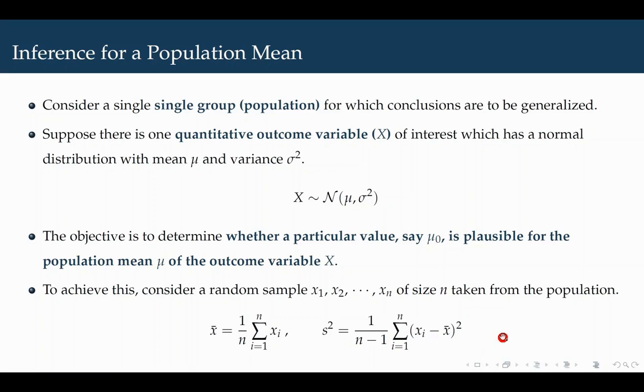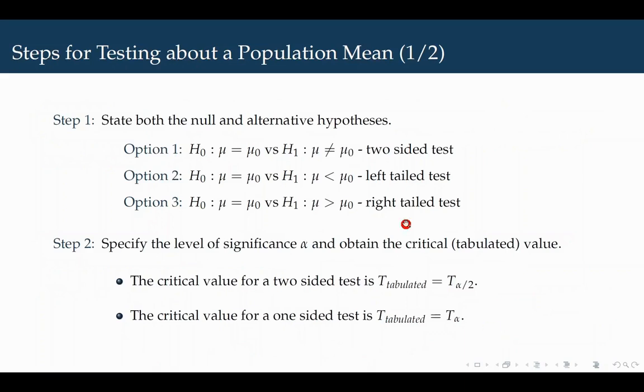Then using these summary statistics calculated from the sample selected from the population of interest, first you need to state the null and alternative hypotheses. And as we have seen in the previous video, we could have 3 different options for stating the hypotheses. So the first option is to state mu equals mu naught under the null hypothesis and mu different from mu naught under the alternative hypothesis. So this is a two-sided test or two-tailed test.